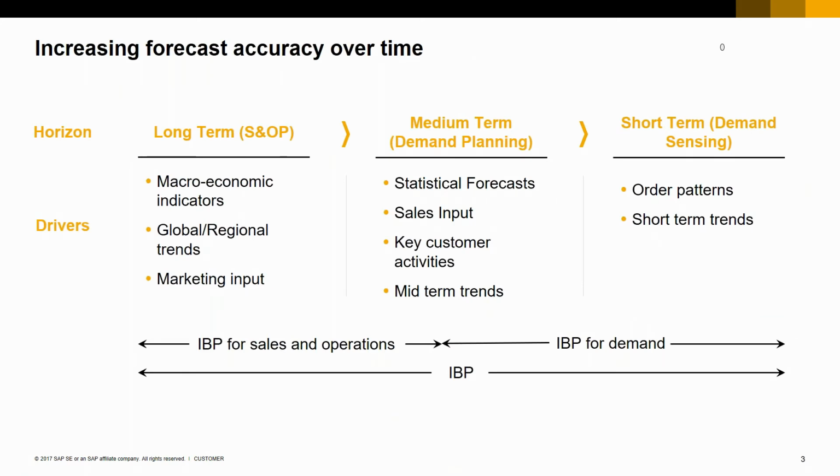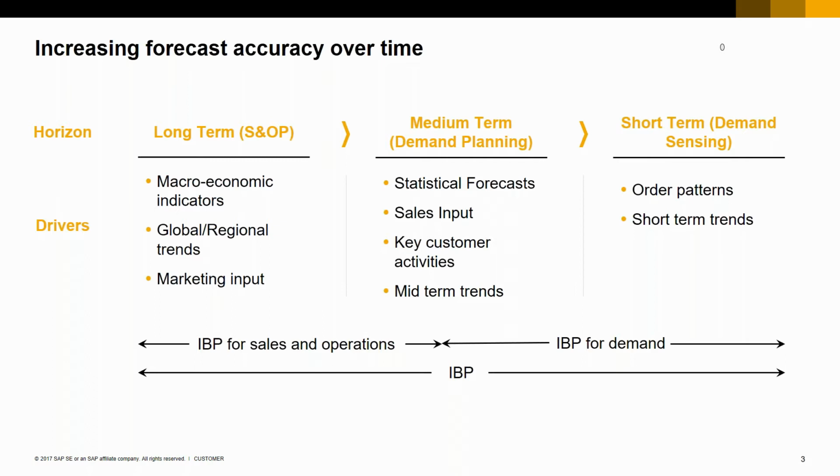The one thing I always like to talk about is that people oftentimes ask us at SAP about the relationship between forecasting for sales and operations planning and then regular demand planning and demand sensing. I put together this general slide that IBP covers all of these things. We might segment it a little by the way we talk about different areas of functionality within IBP, but in general, if you look at the very long-term or S&OP type forecasting, where you're trying to increase forecast accuracy, you might be looking at things like macroeconomic indicators, global or regional trends. Oftentimes you're getting marketing input as part of the collaborative process.